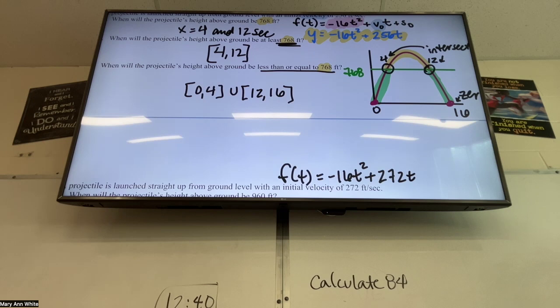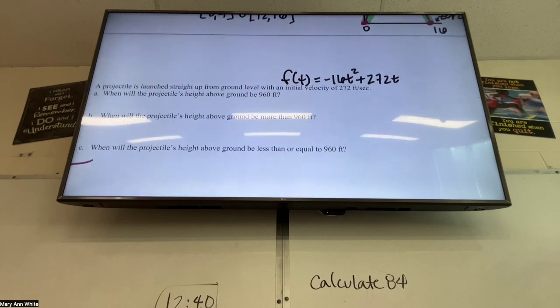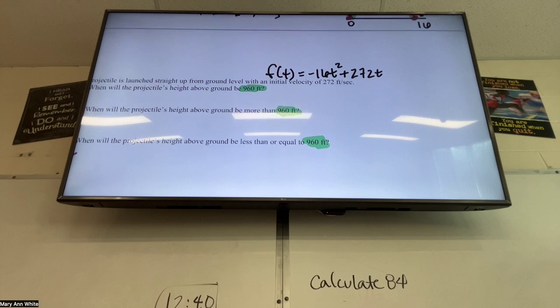A lot of them will. I might say it's starting from 6 feet above ground. It should be very easy to tell what that extra one is. Okay, so let's go ahead. This is the exact same type of problem, but now it's a new equation and it's asking about 960. So can you plug those in? Can you find your interval? Can you find your window and then figure out what all those intervals are? Okay, take a second and do that.